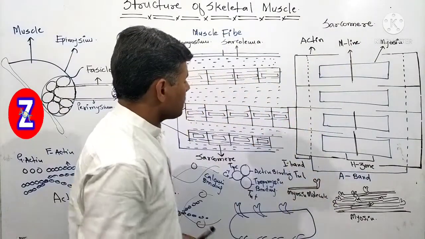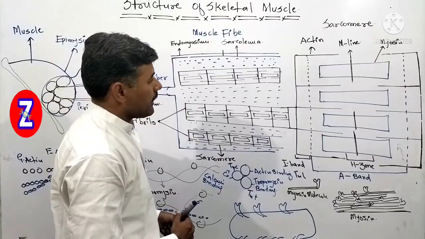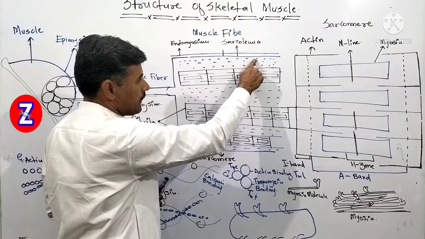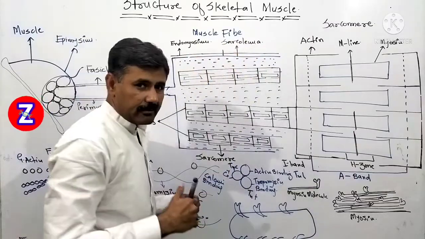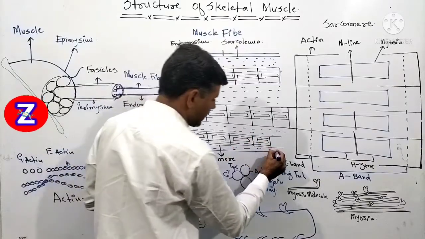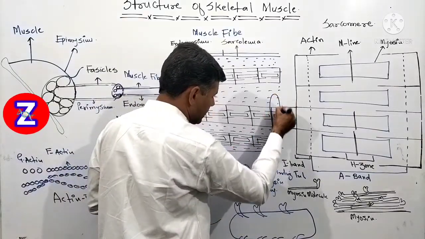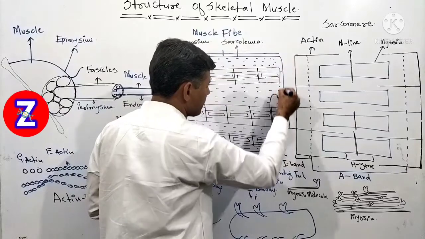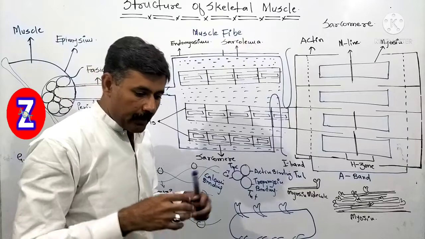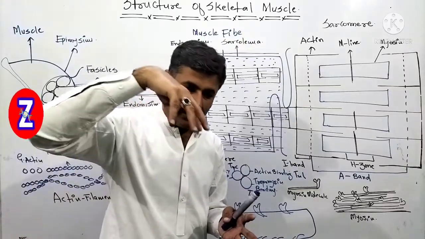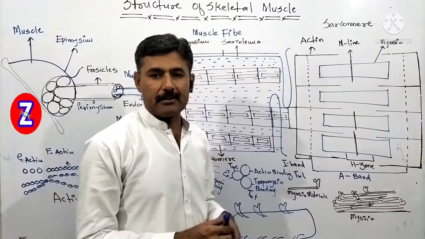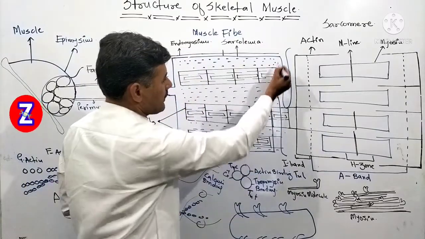Before starting sarcomeres, I must explain another important thing. The sarcolemma, present externally, is the cell membrane of a muscle fiber, and it can form tubule-like structures inside. These transverse tubule-like structures are called T-tubules.